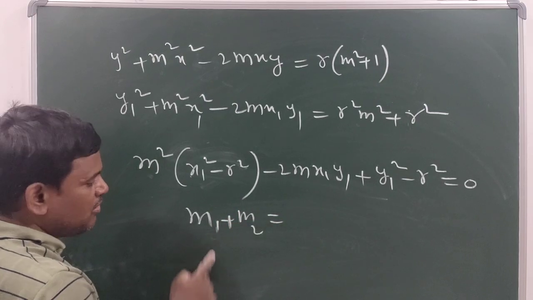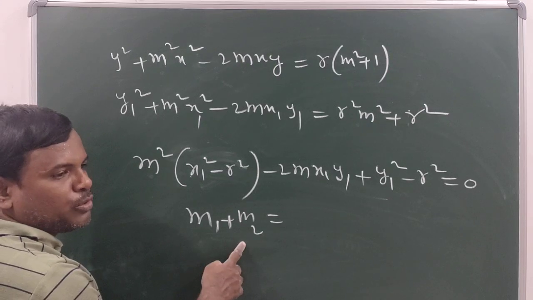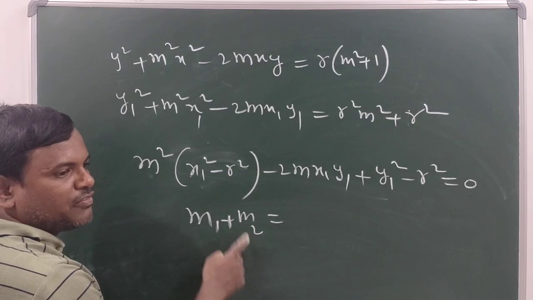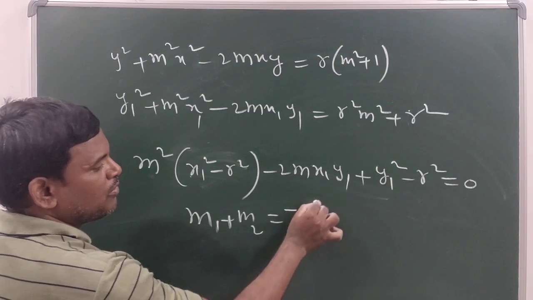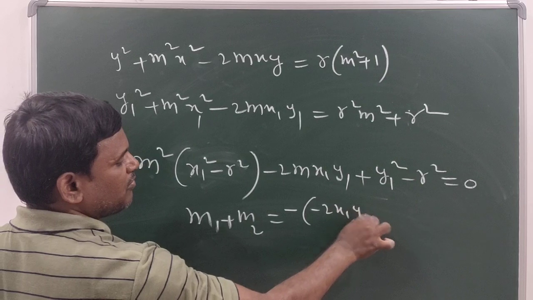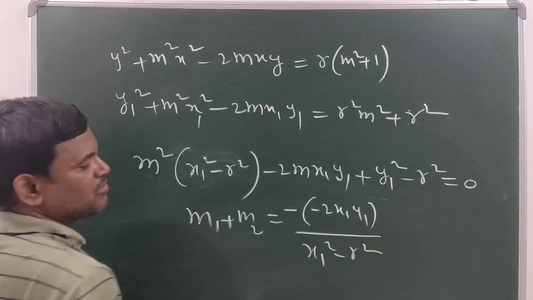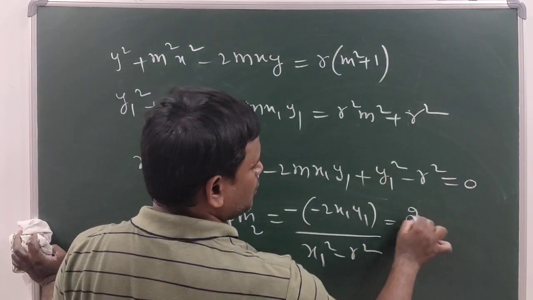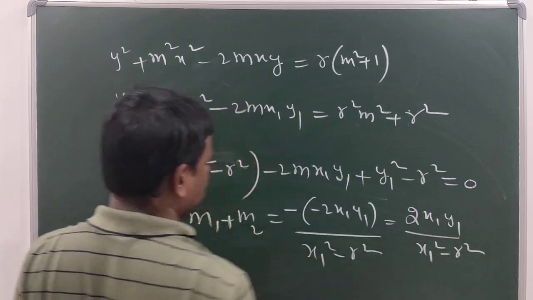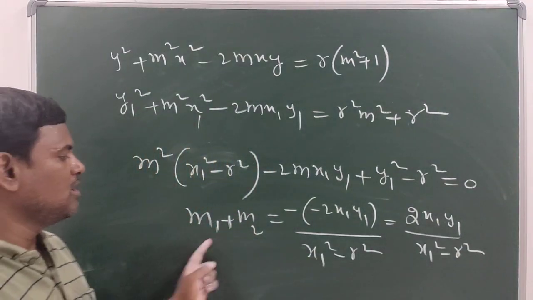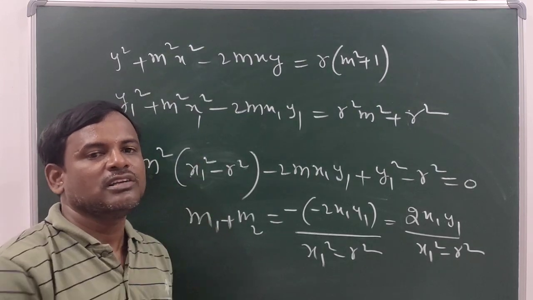Now my question is, what is the sum of their slopes? You know the sum of the roots of a quadratic equation is minus b by a. Here b value is minus 2x1 y1, and a means x1 square minus r square. Minus into minus is plus. So 2x1 y1 by x1 square minus r square is the sum of the slopes of the tangents drawn from x1 comma y1 to the circle.